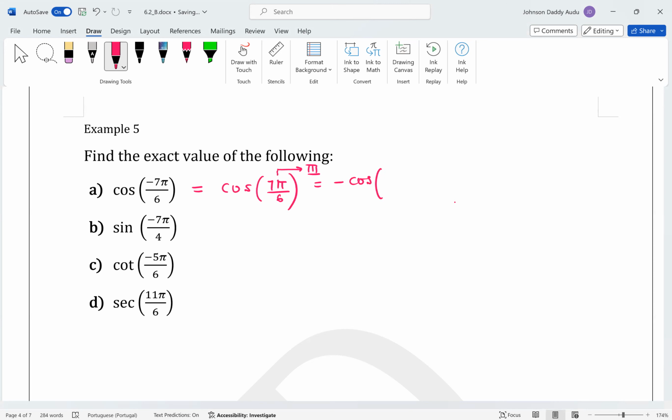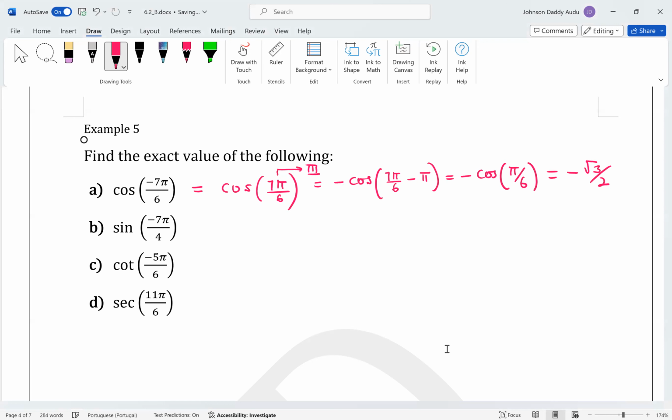Then we have to do 7 pi over 6 and subtract what? We have to subtract pi, right? Because we are in the third quadrant. Now this is just going to be minus cosine of pi over 6, right? So this is going to be minus cosine pi over 6, which is root 3 over 2, and then we're done with this one.